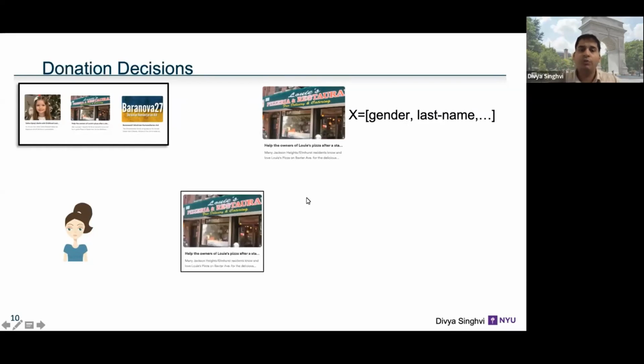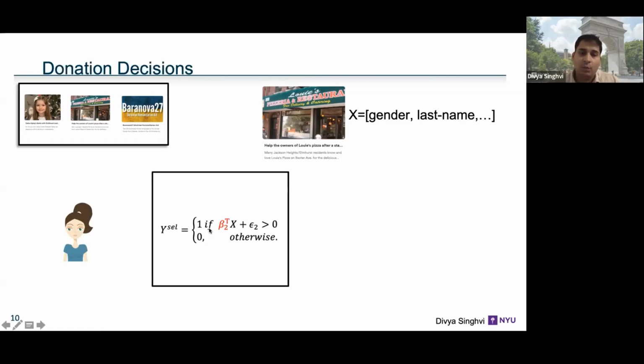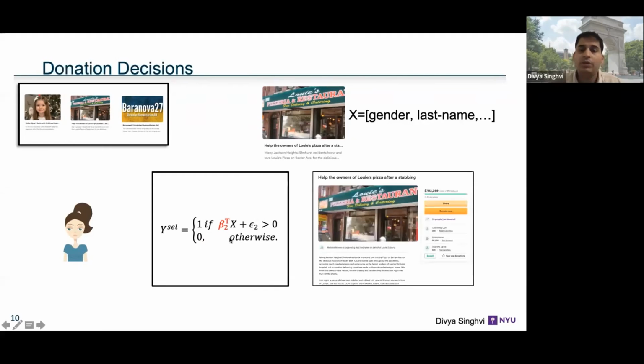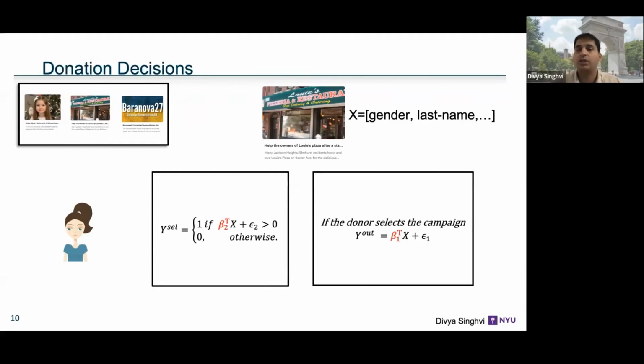Now recall that there are two main decisions that our donor has to make. The first decision is that of selection. And so let's say we recommend a particular campaign. What we do is we model the selection decision using a linear utility model where the unknown set of parameters are beta. So this vector is unknown because our donor is new on the platform. Then, conditional on the fact that this selection was made using this underlying model, what we do is also formulate the donation decision as a linear model. This time the parameters are beta 1.